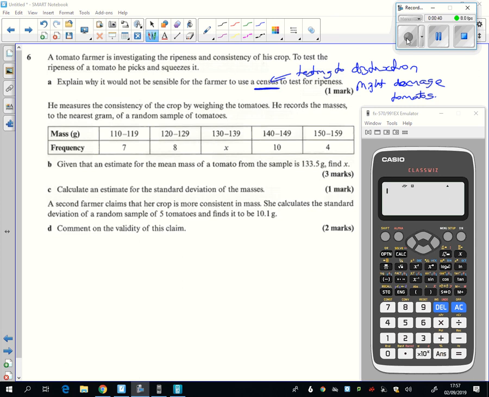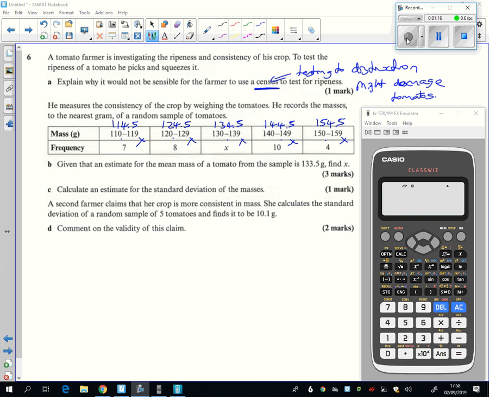Now, this is quite a fun question. Trying to find the estimate for the mean. We've got groups here. So the first thing I need to do is figure out, well, what's the midpoint of these groups? And if you add the two ends together and divide by 2, you can get each of these ones here. And of course, what we'd normally do to find out the mean is we'd do this times by 7, this times by 8, this times by x, and this times by that, and then we'd divide by the number there were. Well, we're going to have to put some algebra in this.